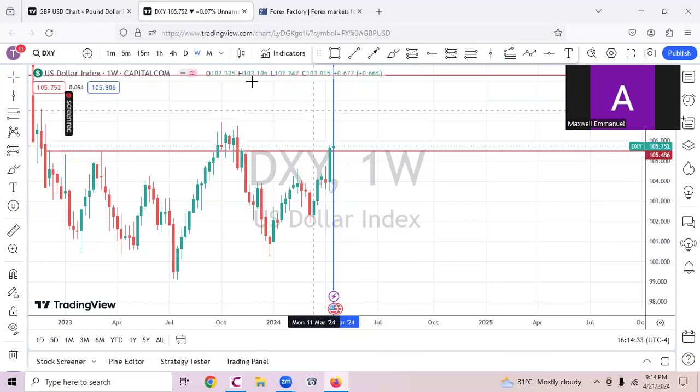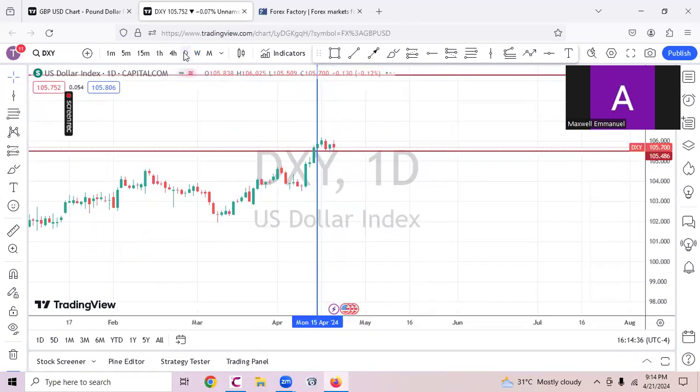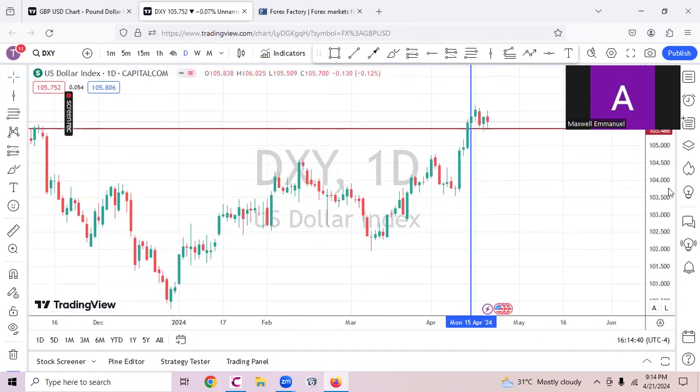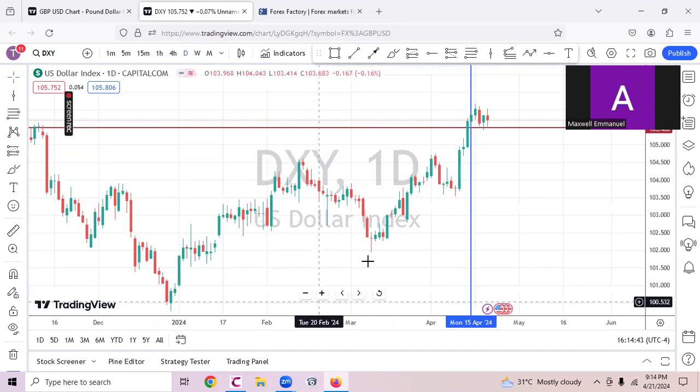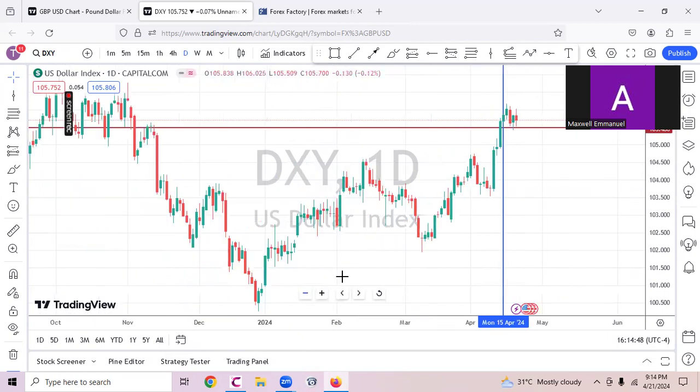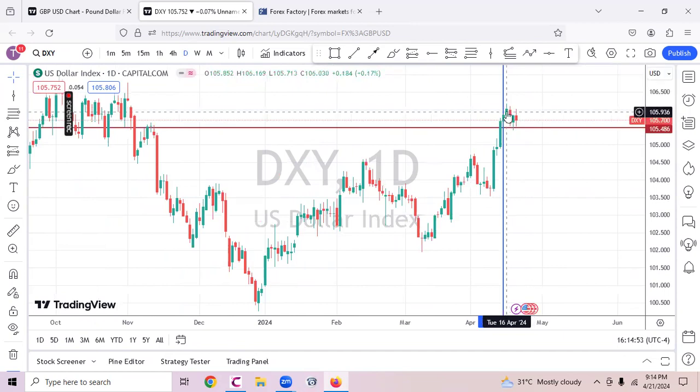So let's go down to daily. You can see on the daily time frame, what we have here is a bearish reversal pattern. We had a spinning top on Tuesday, and the next candle closed bearish below the low of this spinning top.